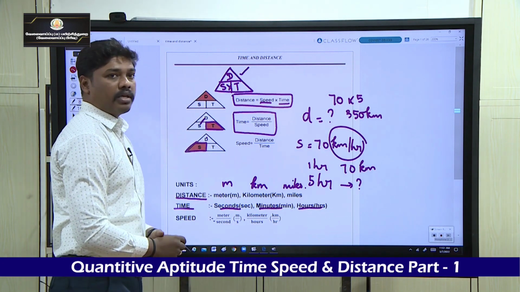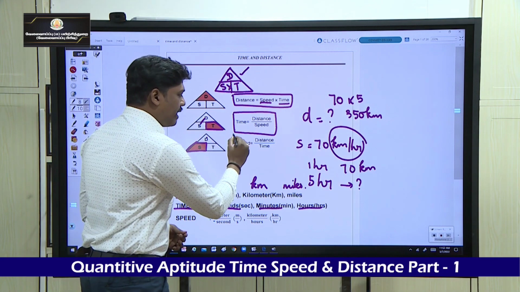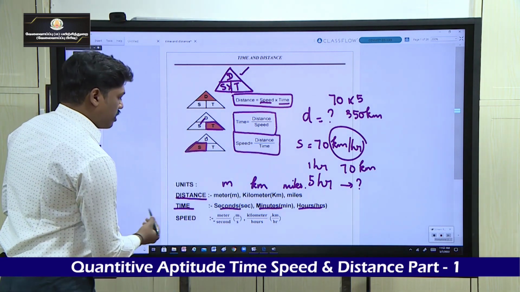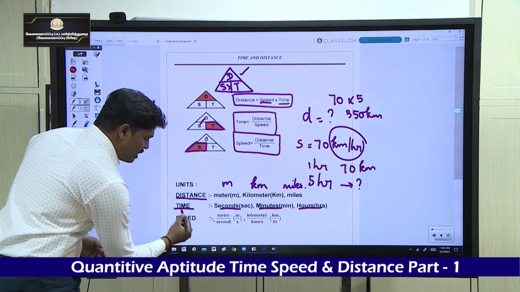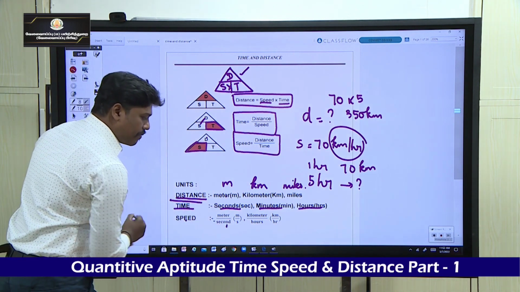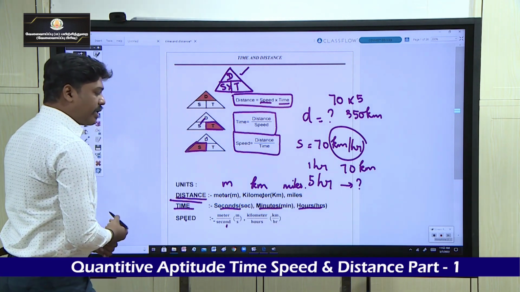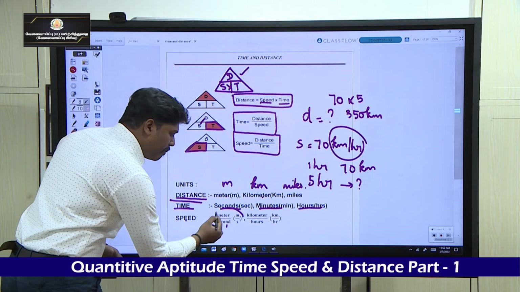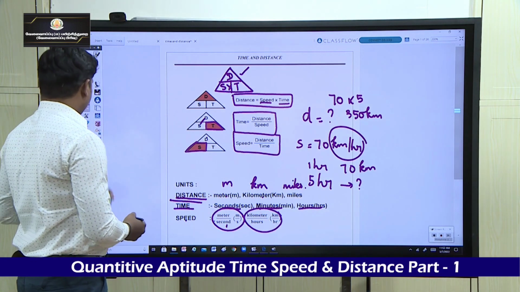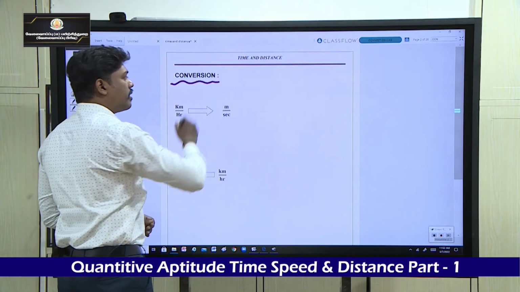What about speed? How can you measure speed? Speed is distance by time taken. So speed is measured in meter per second and kilometer per hour. Next important thing is how to convert.